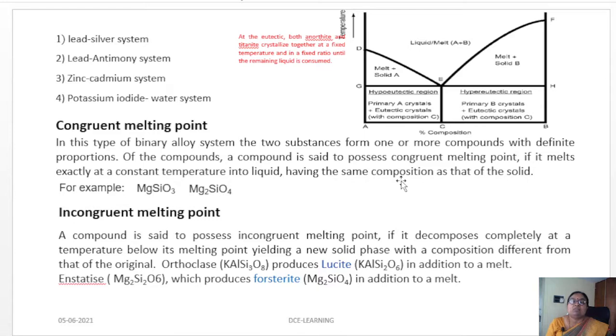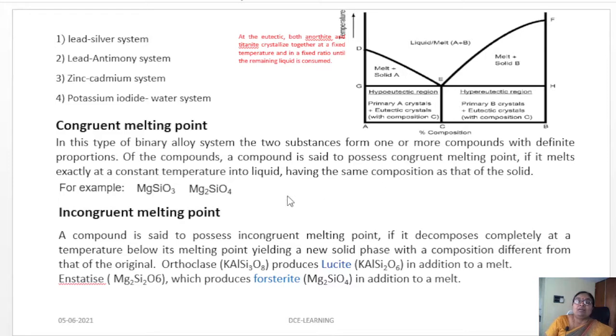A compound is said to possess a congruent melting point if it melts exactly at a constant temperature into a liquid having the same composition as that of the solid. For example, magnesium silicon oxides with different compositions will show this kind of congruent melting point. It means that a definite composition will melt at a particular point. When it cools, it solidifies with the same composition. That point is what we call a congruent melting point. This is the example for that.